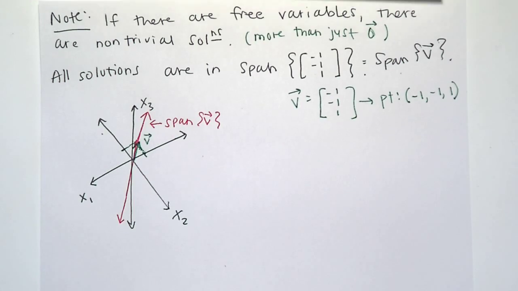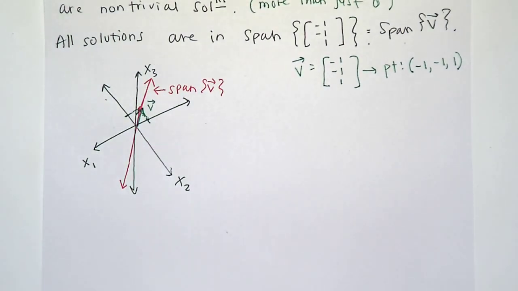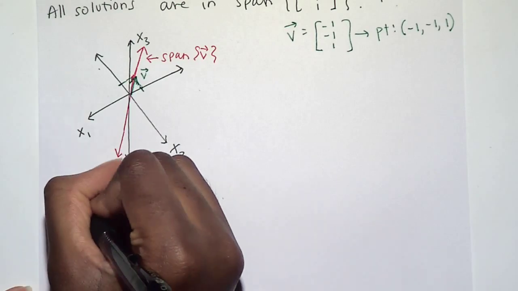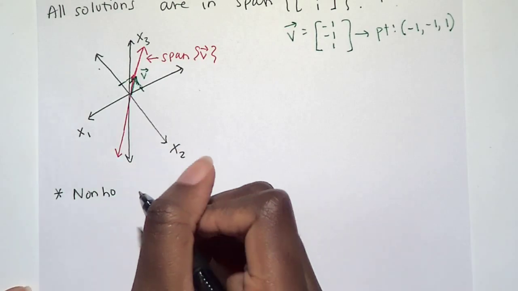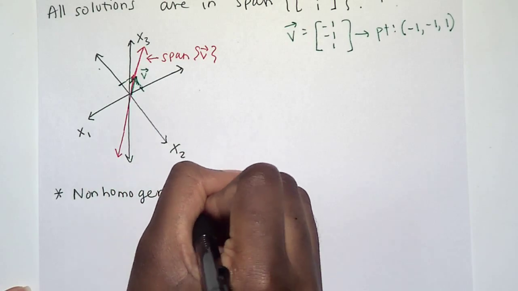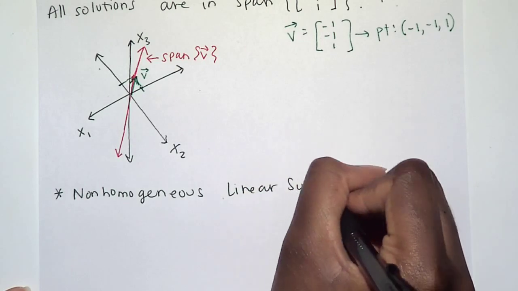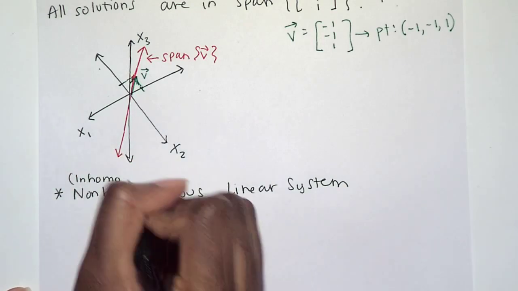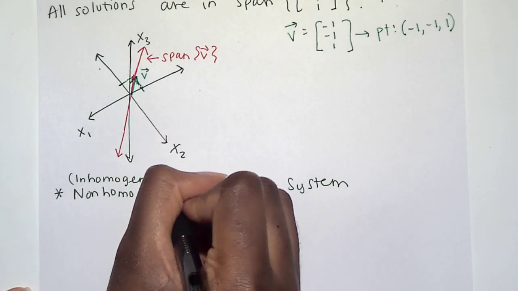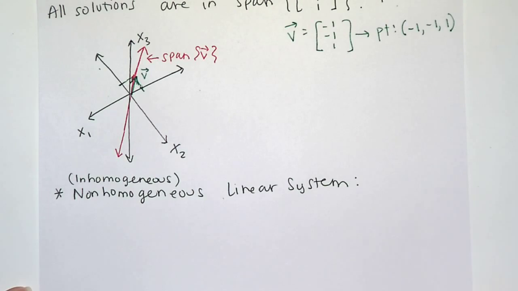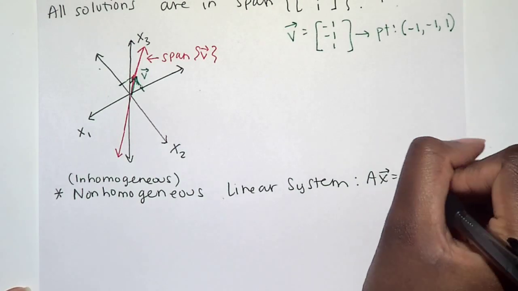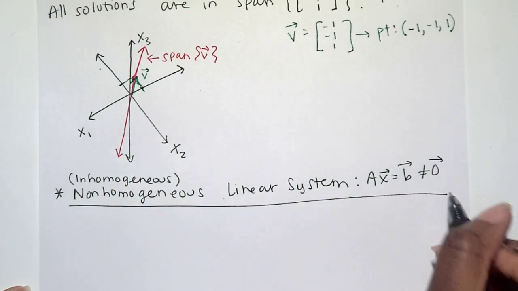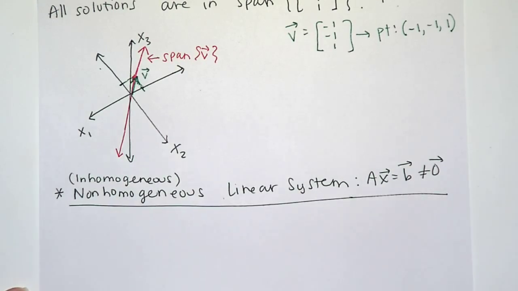Okay, now let's look at the other type of solution set that we have. The next type is the non-homogeneous linear system. And you may also hear it called inhomogeneous. I think that's what your book uses. Same thing. All right, so this time we're not going to set it equal to 0. So AX equals B, where B is not the 0 vector. That is our non-homogeneous system.